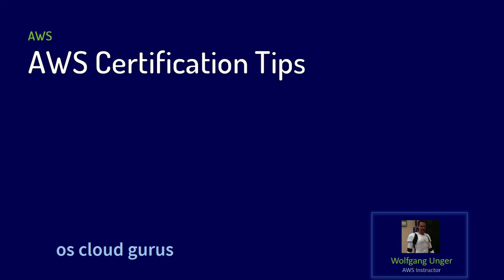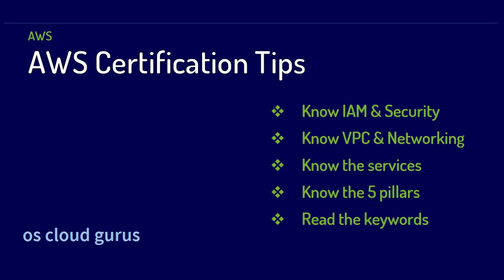Hello AWS friends, and welcome to the third part of this video on AWS certification tips. We already covered IAM and security, VPC and networking, and an overview on the important services and how to answer questions on these services. Now let's have a look at the documents you have to read and to know to pass exams, and especially the Well-Architected Framework and the 5 pillars. And how these 5 pillars can help you to read the keywords in the questions and how to read the questions and focus on these keywords to find the right answer.